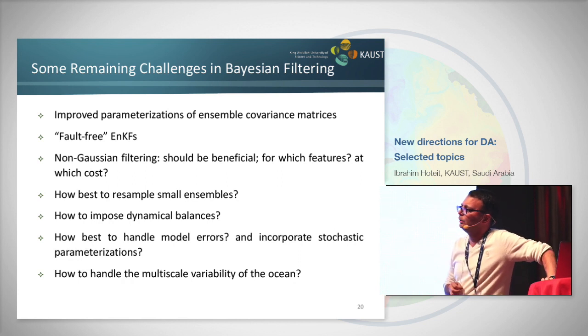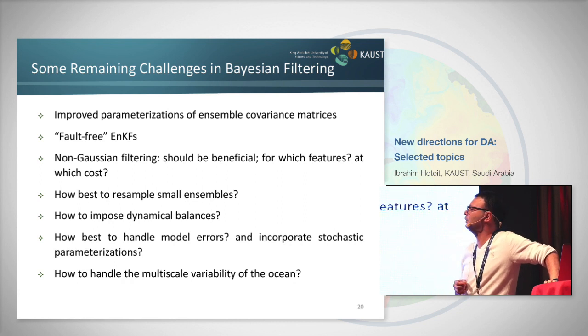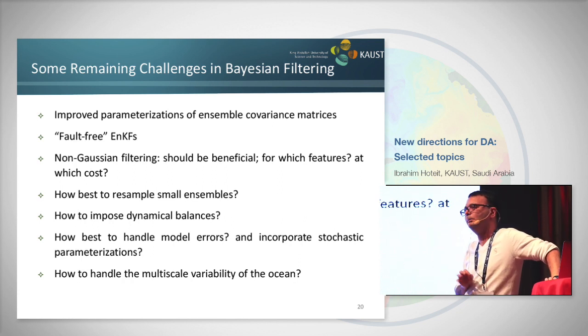Fault-free eNKFs is useful and is becoming more and more useful in the sense that some of the members will blow up. And the more members you use, the more you will see that, and you have to develop a machinery for that. Non-Gaussian filtering, we know it's useful. But for which features, and especially at which cost? If I use a huge machine just to get a little bit of improvement over the eNKF, what's the point?